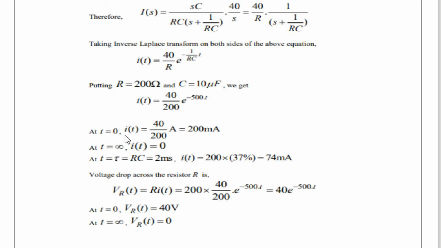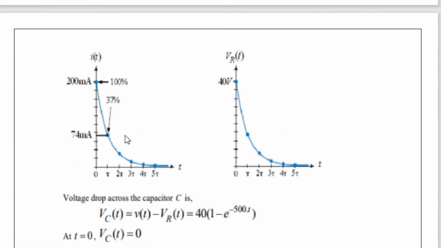By taking these values, we will draw a graph. This is your I of t versus t. 74 milliamperes at tau, and at 0 it is 100%, 200 milliamperes. At infinity it becomes 0. So this graph shows all three conditions.